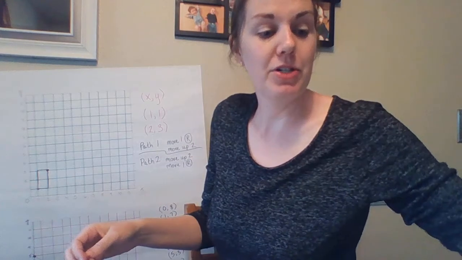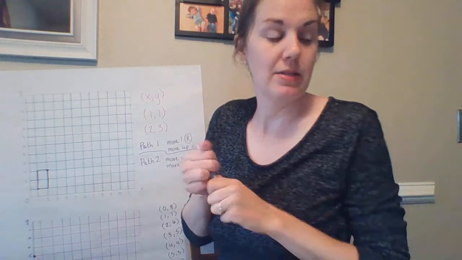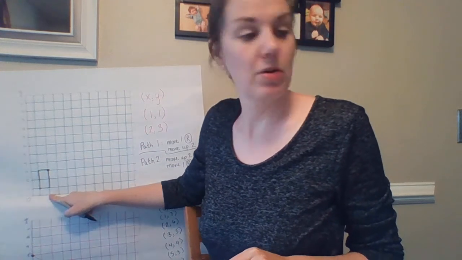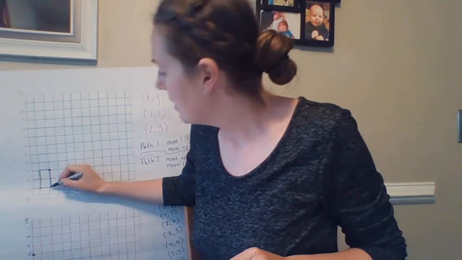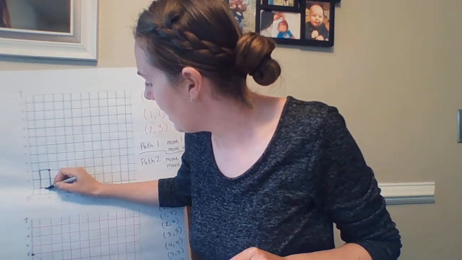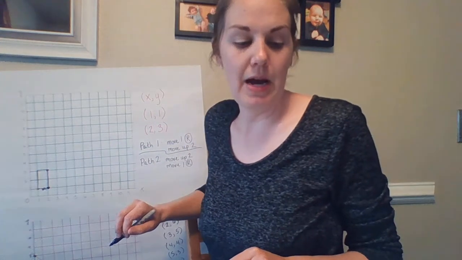And if I were to now write some of those new coordinates on there, I would have 2 and 1. So I would have 1 point right here. That would be point M.